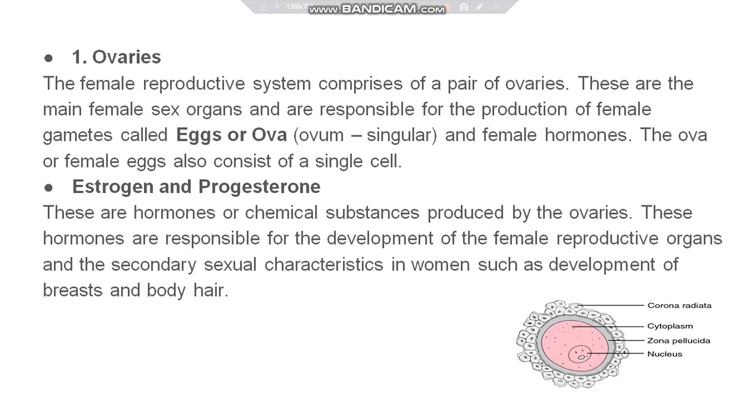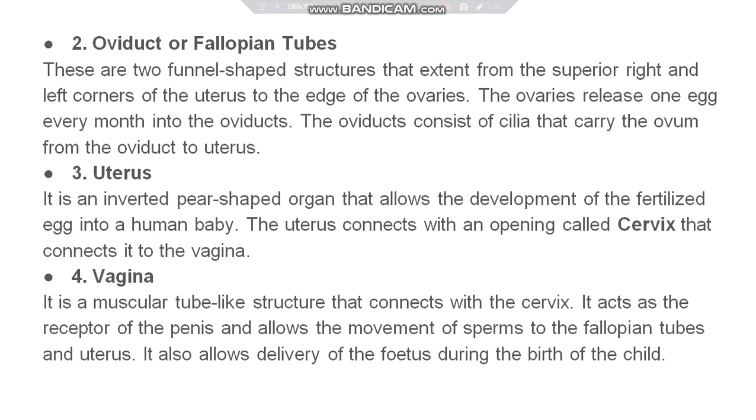Estrogen and progesterone. These are hormones or chemical substances produced by the ovaries. These hormones are responsible for the development of the female reproductive organs and the secondary sexual characteristics in women, such as development of breasts and body hair.